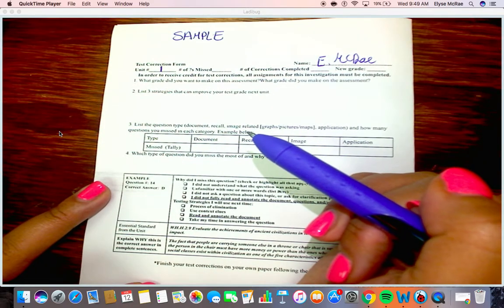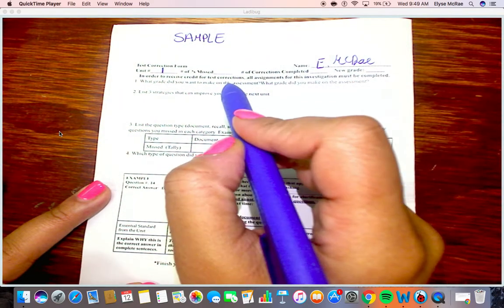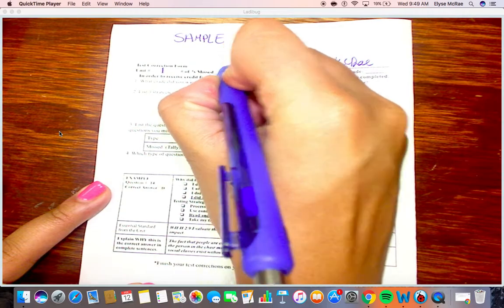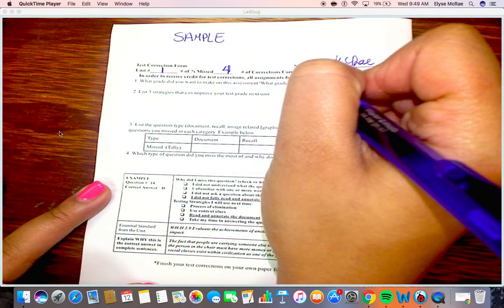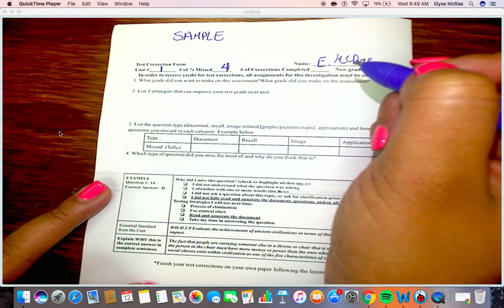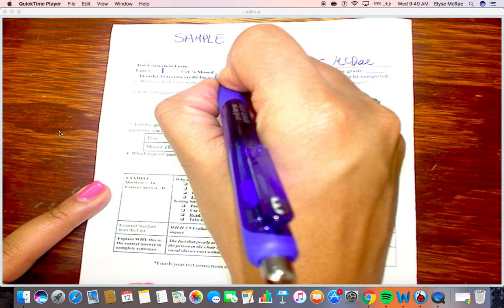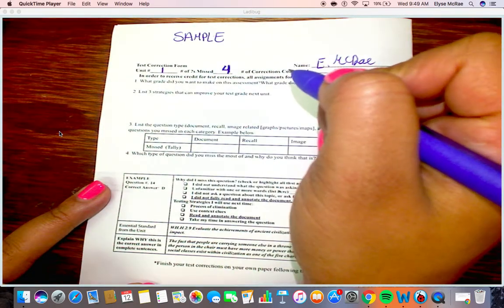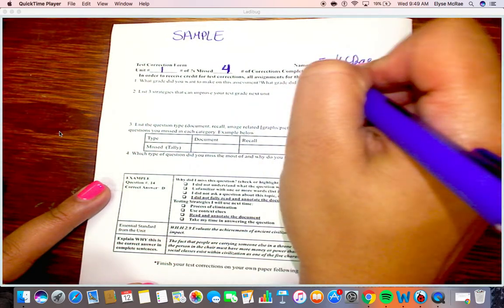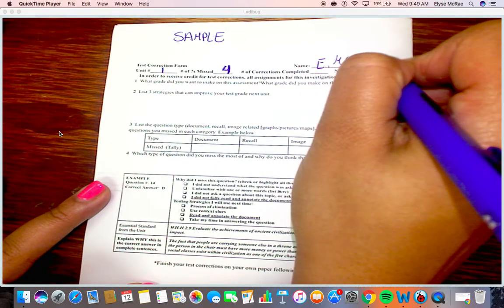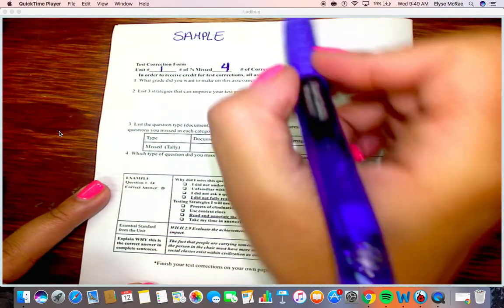So when you're filling out your test correction paper, you're going to put the number missed here and the number of test corrections completed. You should always complete all of your test corrections, but sometimes students get behind and they can only complete a few, and so that'll help me determine your new grade, which Ms. McRae will put right here in this area.